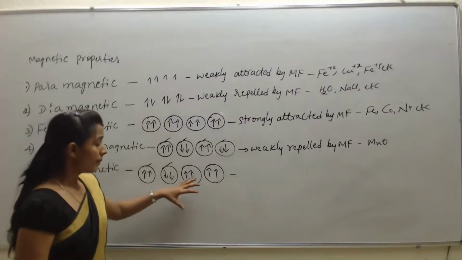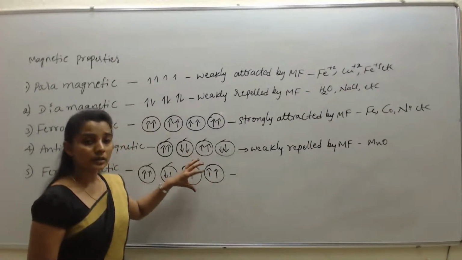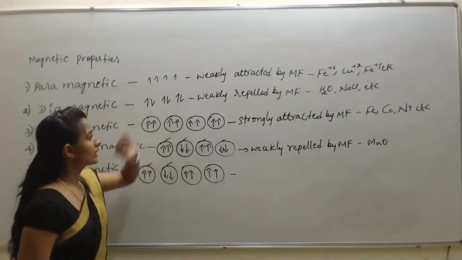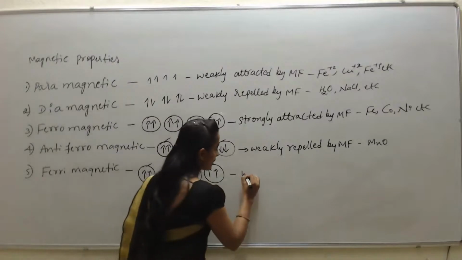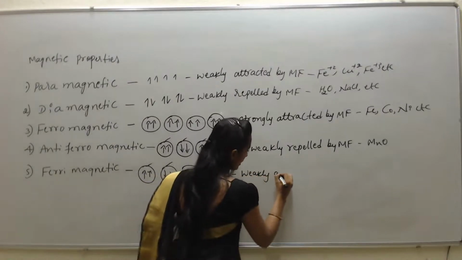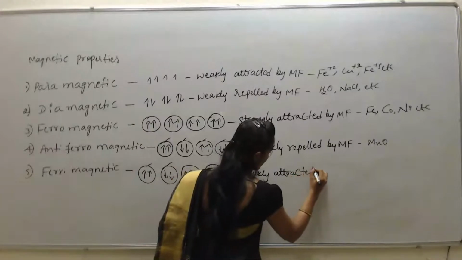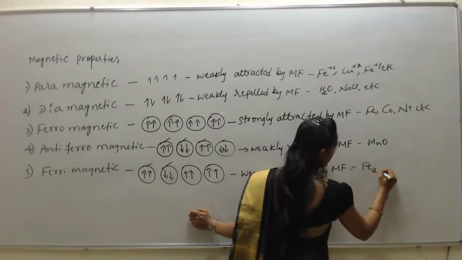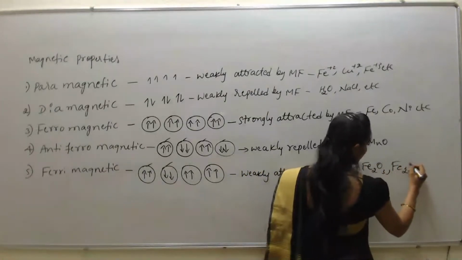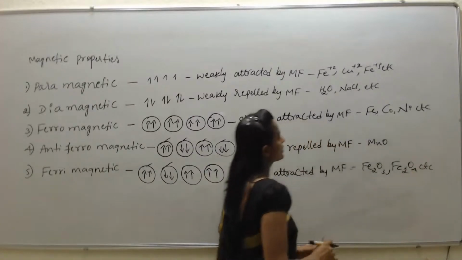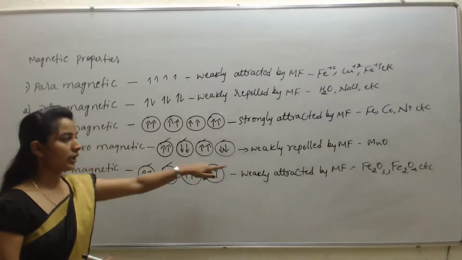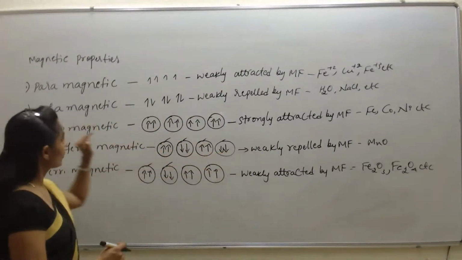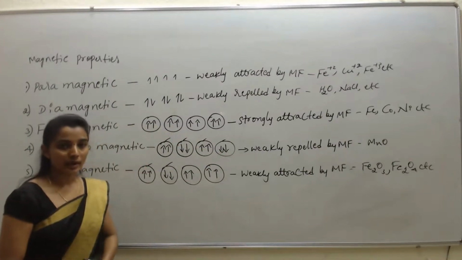Here they show some net magnetic moment in the parallel or anti-parallel direction, so they are quite similar to paramagnetic substances. So they are weakly attracted by magnetic field. Example: Fe2O3, Fe3O4, etc. So listen, paramagnetic and ferrimagnetic are attracted by magnetic field, antiferromagnetic is repelled by magnetic field, and ferromagnetic is strongly attracted by the magnetic field.